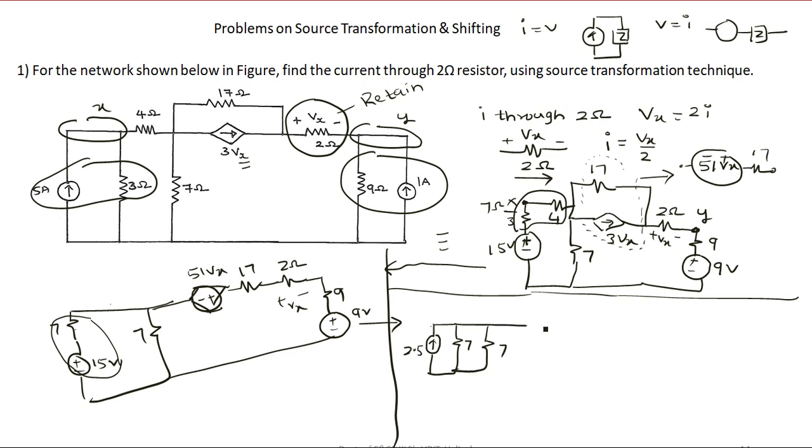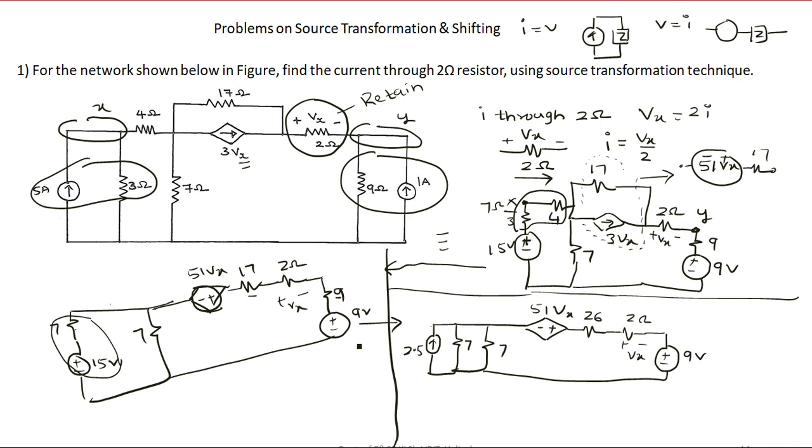Then we have this dependent source with these polarities with the value 51 Vx, and here you see that 17 and 9 are in series, so you should not disturb this 2 ohm resistor. So 17 plus 9, that is going to give us 26 ohms, then followed by this 2 ohm plus and minus Vx. Then what we have is this voltage source.